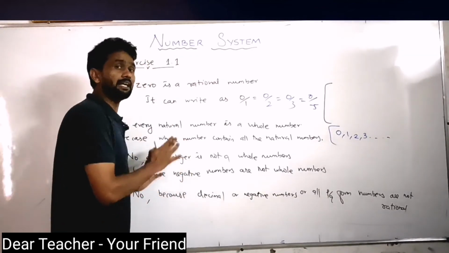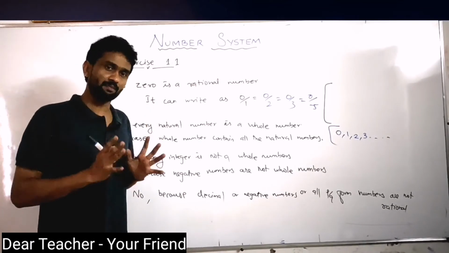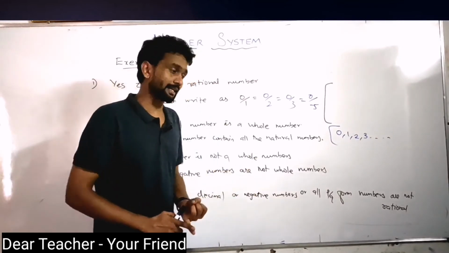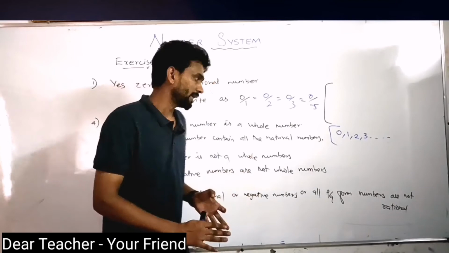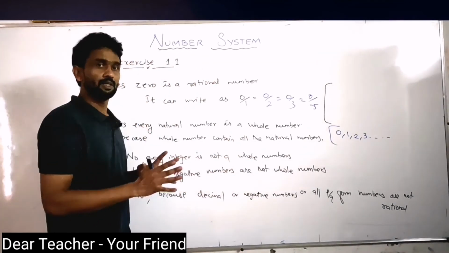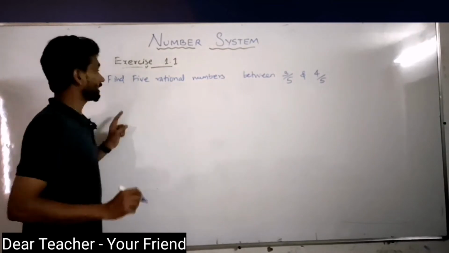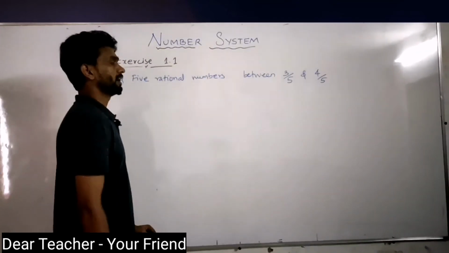Third one, every rational number is a whole number. Every rational number is not a whole number. We know that. So no, because rational numbers contain decimals, negative numbers, all the p by q forms. These types of numbers are not whole numbers. So we can say, next question number 3, find 5 rational numbers in between 3 by 5 and 4 by 5.